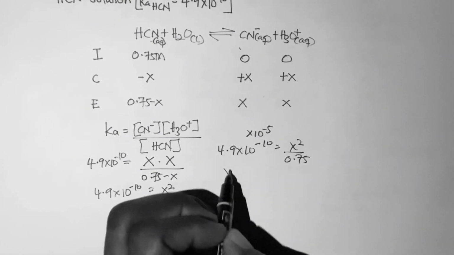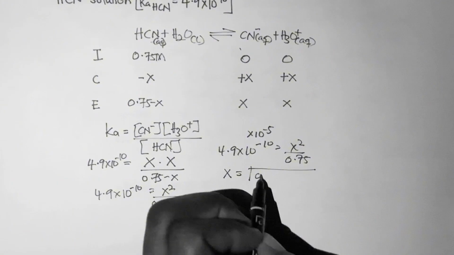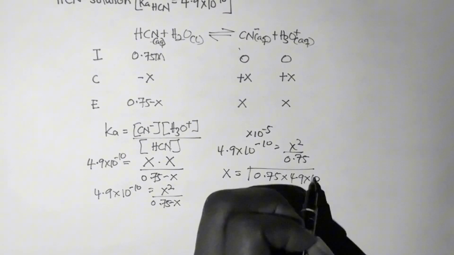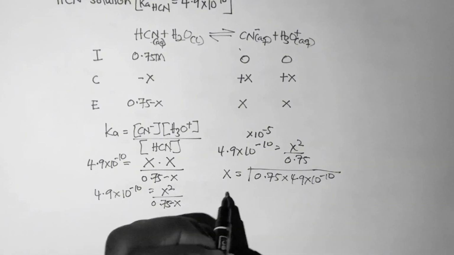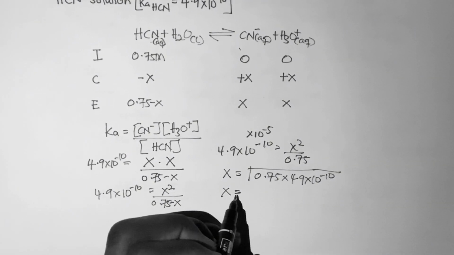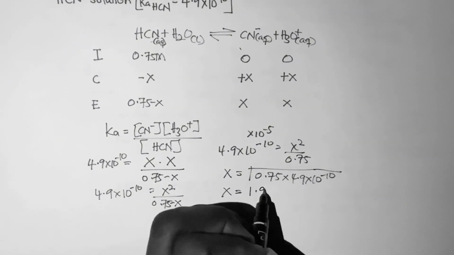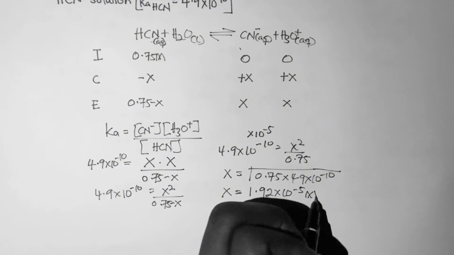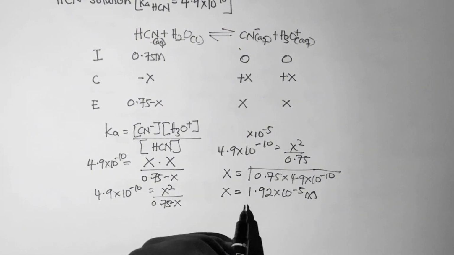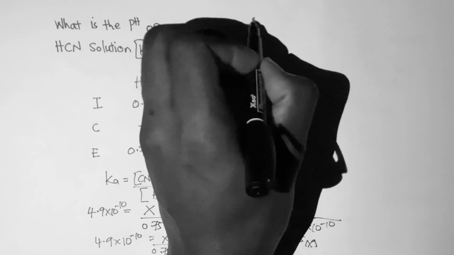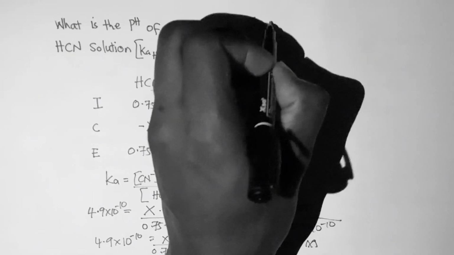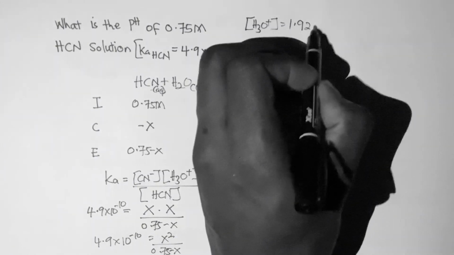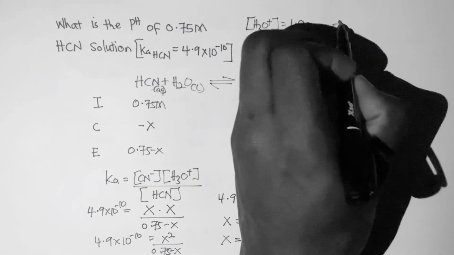0.75. So X is equal to the square root of 0.75 times 4.9 times 10 exponent minus 10. And if you do this, you get X to be equal to 1.92 times 10 exponent minus 5 molar. So this is the concentration of the hydronium ions. Let me write it here. Concentration of hydronium ions is equal to 1.92 times 10 exponent minus 5 molar.